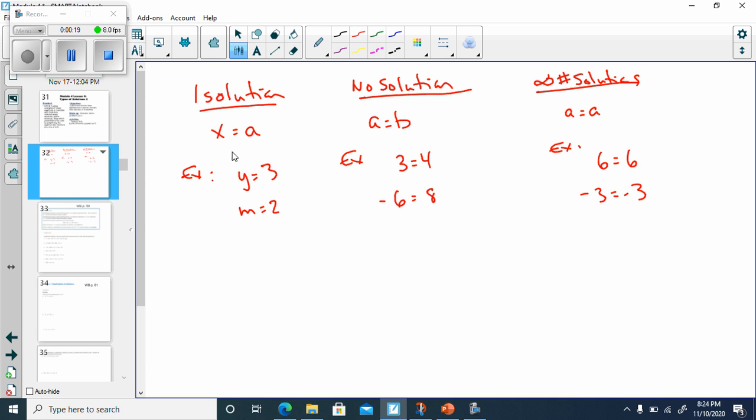If it has one solution, it's going to look like x is equal to a. An example of that would be like y is equal to 3 or m is equal to 2. If it has no solution, it's going to be like a is equal to b. The example would be like 3 is equal to 4, negative 6 is equal to 8, something that can't work. An infinite number of solutions would be like a is equal to a. The example would be like 6 is equal to 6 or negative 3 is equal to negative 3.